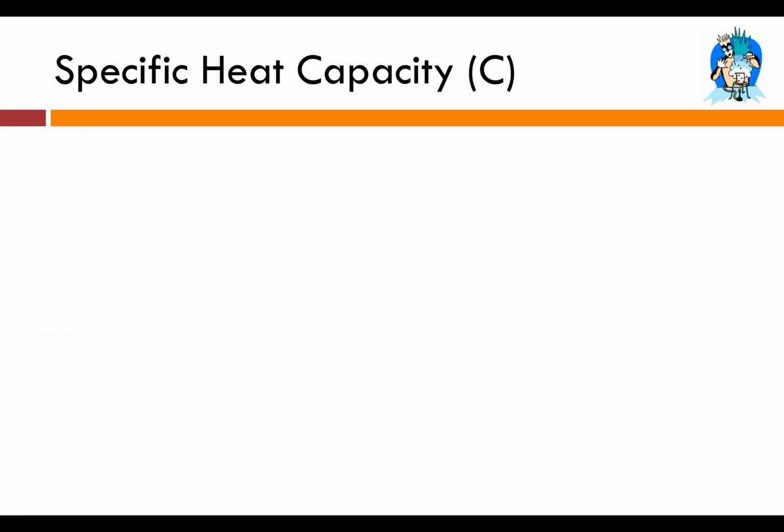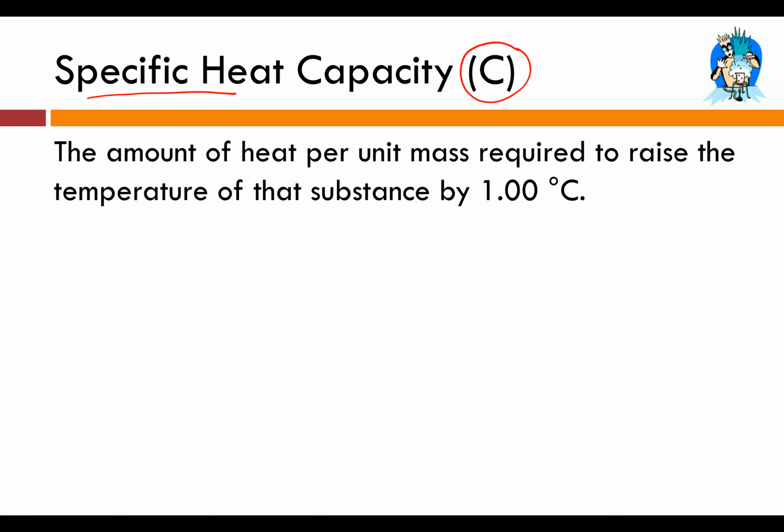Let's get started. All right, specific heat capacity, sometimes just called specific heat. And when we see it in formulas, it's going to be a capital C. Don't confuse it with degrees Celsius. Specific heat capacity is the amount of heat per unit mass, so usually the amount of energy measured in something like joules per unit mass, often measured in something like grams for our purposes, required to raise the temperature of that substance by 1 degree Celsius.